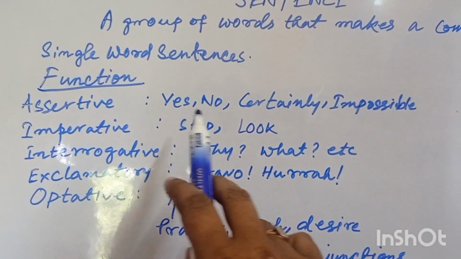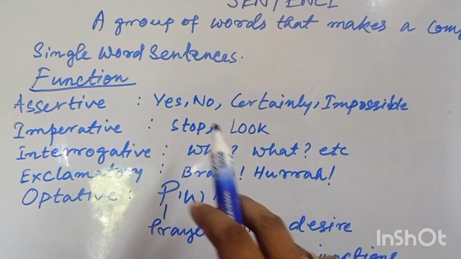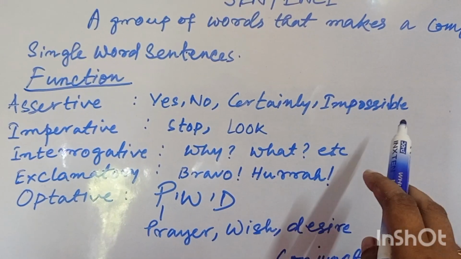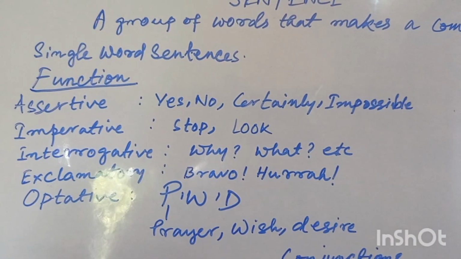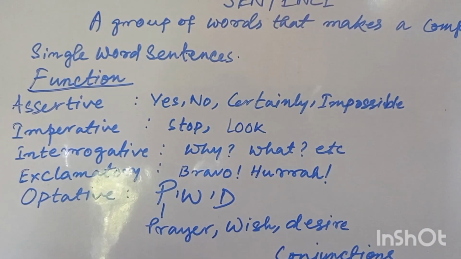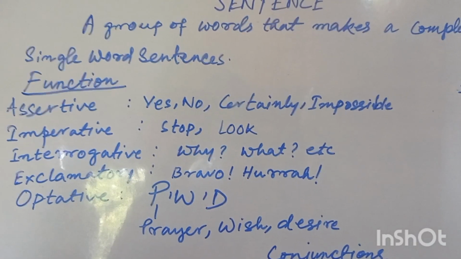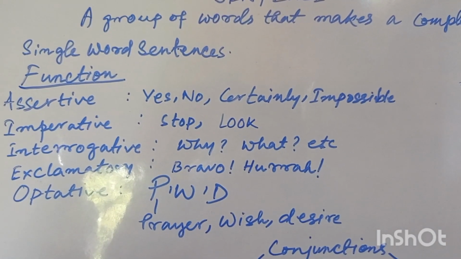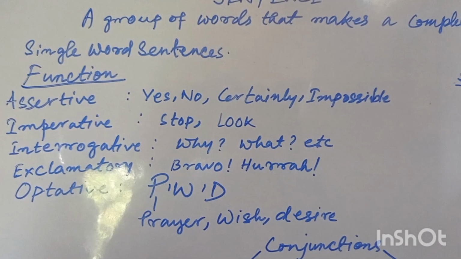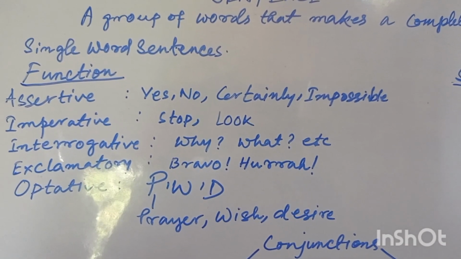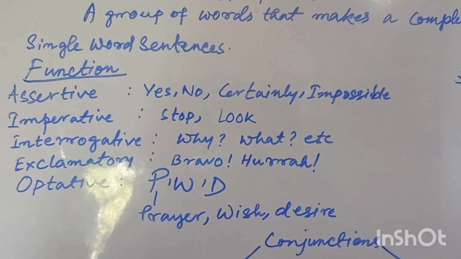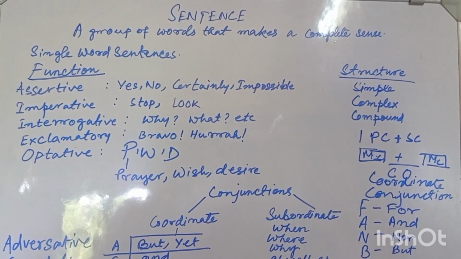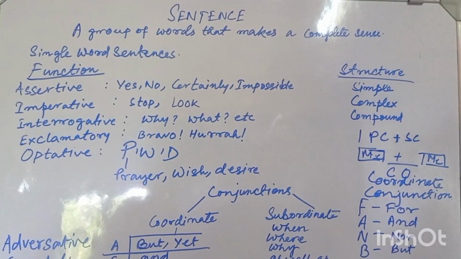And here I have written single word sentences. See, for assertive sentence: yes, no, certainly, impossible. This is a sentence which gives a complete and concrete meaning, isn't it? For imperative, you can use stop or look, for interrogative you can use why, what, and for exclamatory you can use bravo and hurrah. Now we all know that a sentence must have a structure.